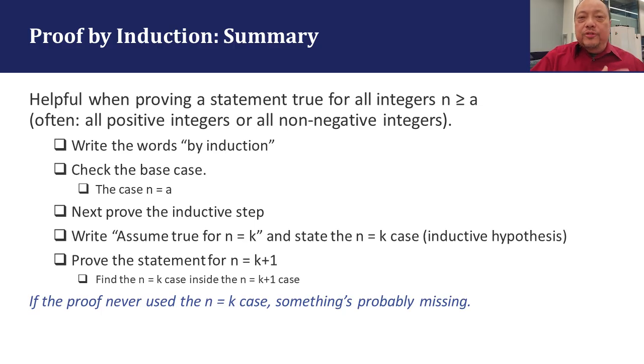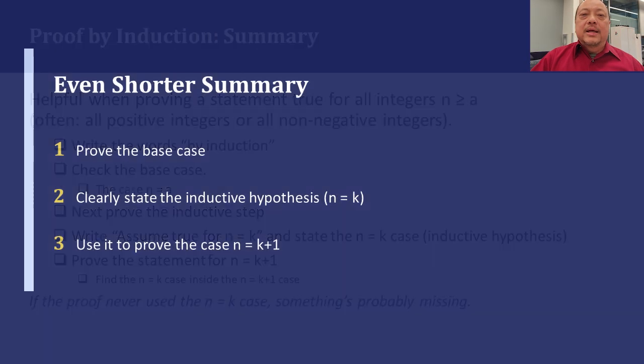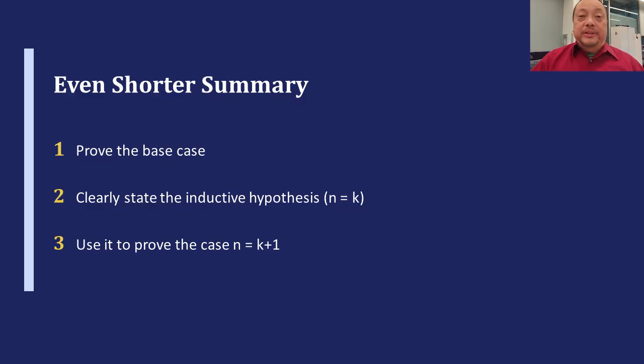And then some proofs may be easier and some may be harder, but in proof by induction, it's always a good idea to try to find the case n equals k inside of the case n equals k plus 1. If the proof never uses the n equals k hypothesis or assumption, something is probably missing. All right, here's an even shorter summary of the summary. Number one, prove the base case. Number two, clearly state the inductive assumption when n equals k. And number three, use it to prove the case n equals k plus 1.